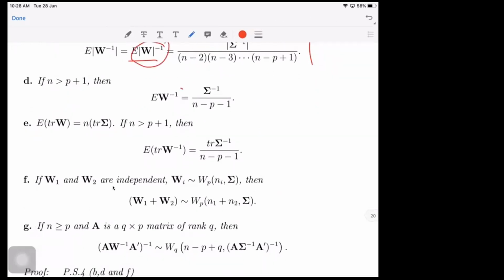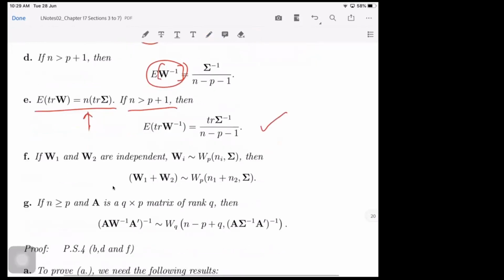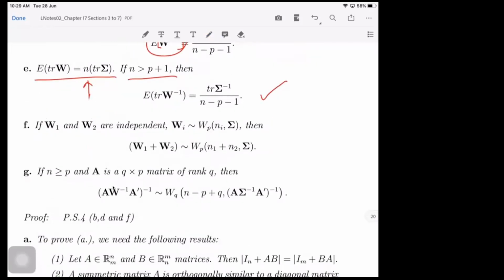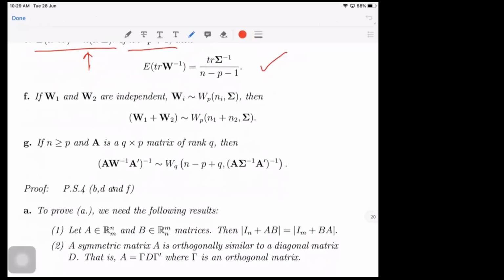So what's the difference between this and this? This is the expected value of W inverse, but this is the expected value of the determinant of W, the inverse. The determinant of W. Then we have the expected value of the trace of W, which is equal to n times the trace of sigma. And if this condition holds, you have that. So these are just some more properties of your Wishart distribution.